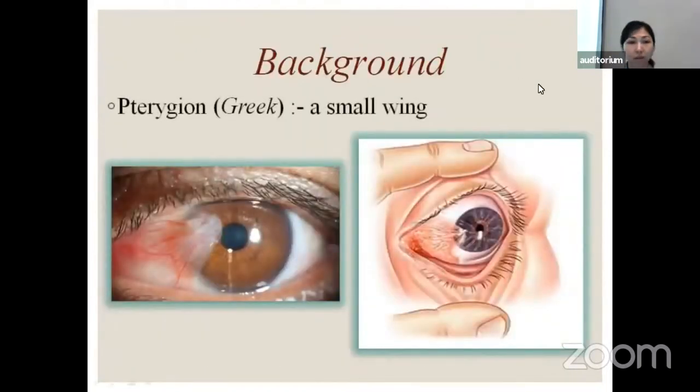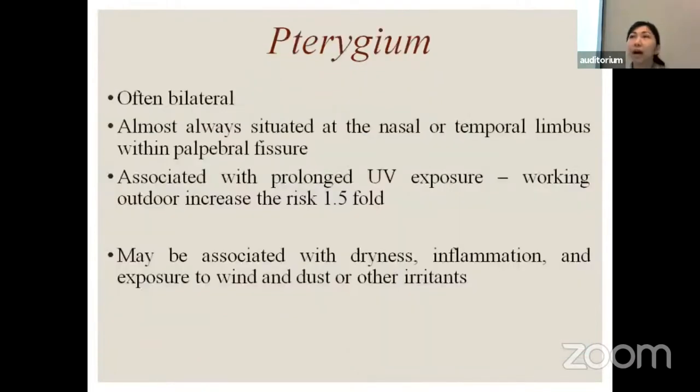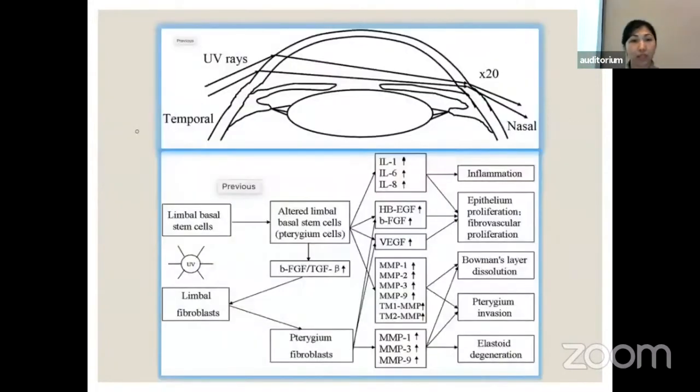So for some background, most people know that the word is derived from a Greek word meaning a small wing. So basically it does look like a little flap over the eye. It's often bilateral, often binasal, and situated at the palpebral fissure area where we have most UV light exposure. So working outdoors increases the risk by 1.5 fold. Sometimes it is also associated with dryness, inflammation, and exposure to wind, dust, and other irritants. So you can see why nasal has a bit more occurrence than temporal, because UV light reaches the nasal part of our eye about 20 times more than the temporal.